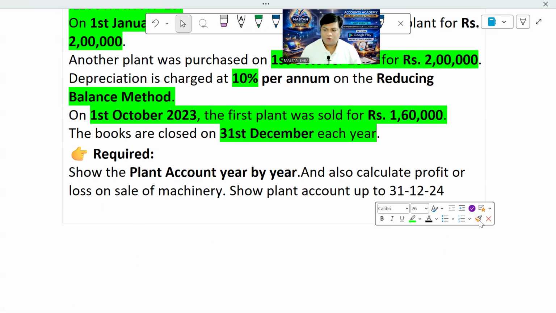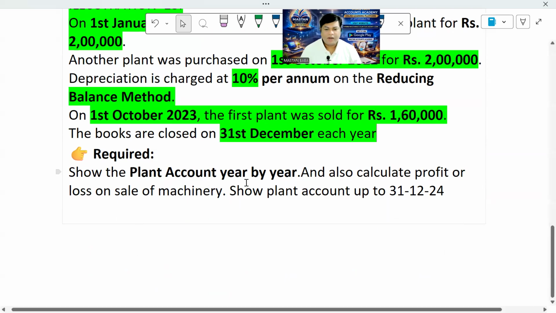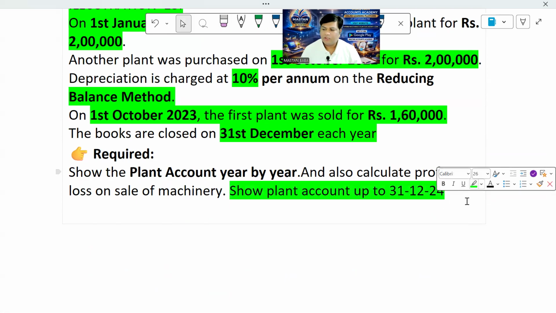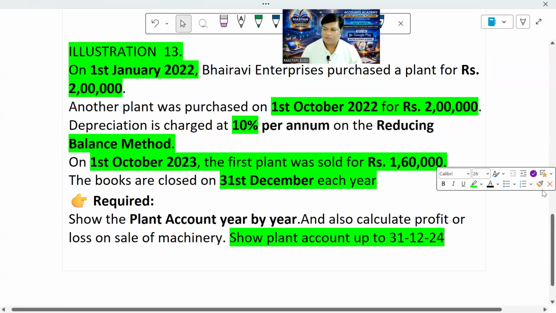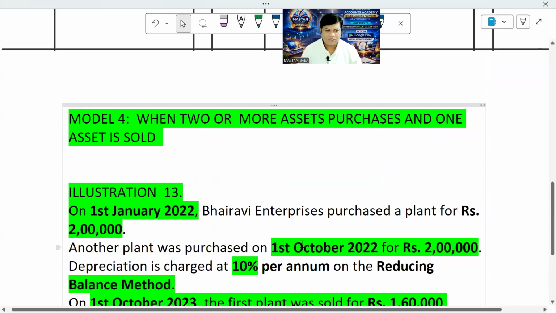And what is required? The requirement is to show the plant account year by year and also calculate the profit or loss on sale of machinery, and they are asking to show the plant account up to 31/12/24. So we are supposed to calculate up to 31/12/2024. So let's do the answer, dear students.